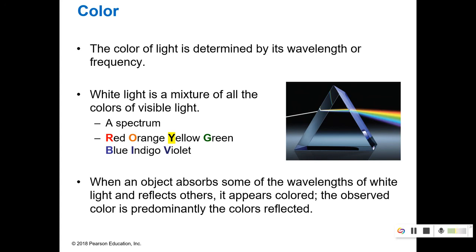Actually, today it was raining and there was a double rainbow outside, which was really pretty. But it was because the light from the sun was hitting those water droplets.